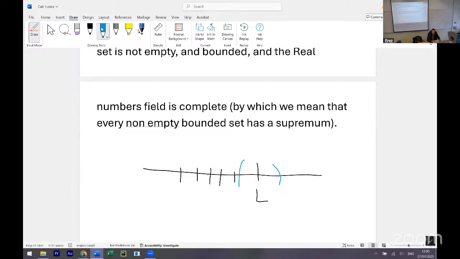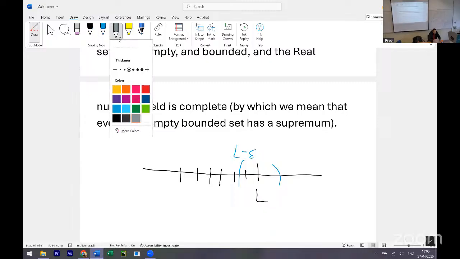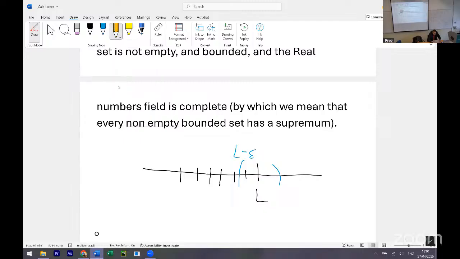L minus epsilon. Exactly, L minus epsilon in the proof, right? Because we're taking epsilon step back, epsilon step forward. So there will be an element here. I'll call this element A K.